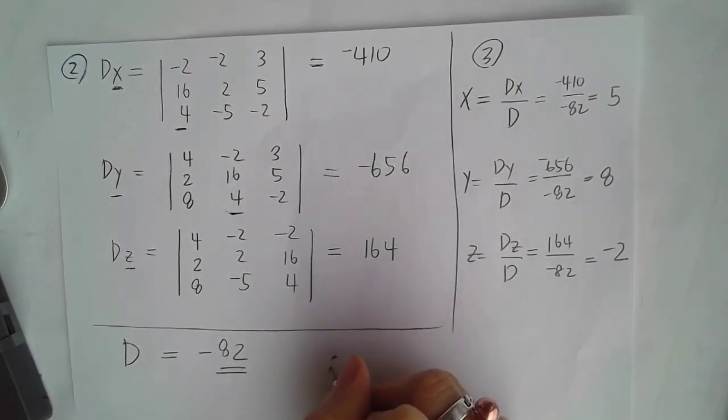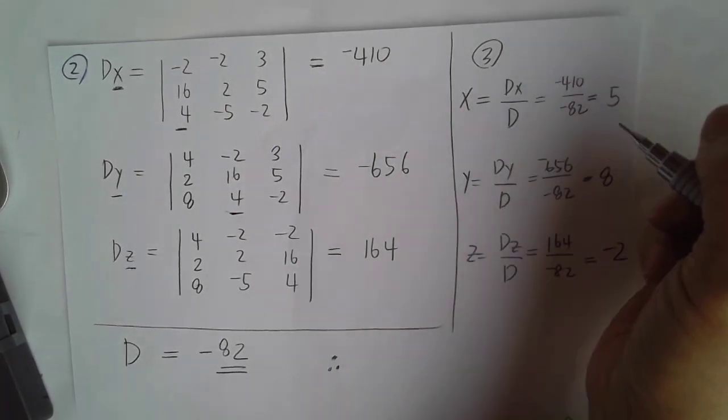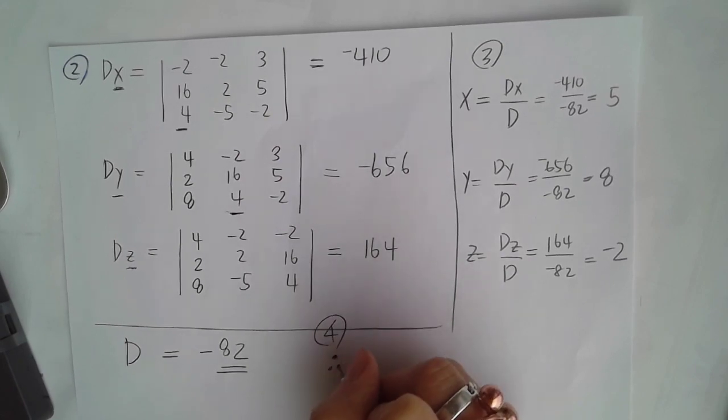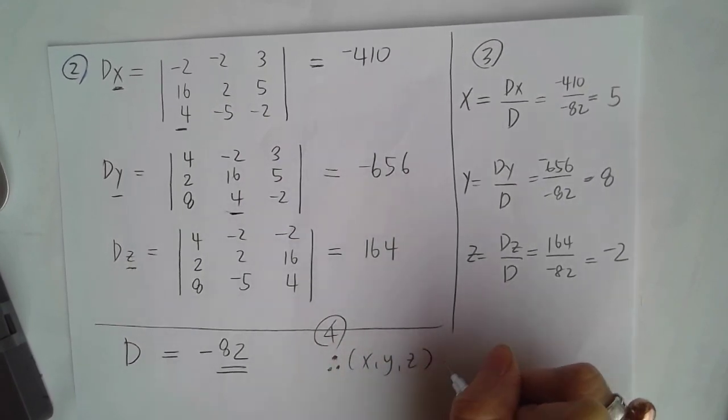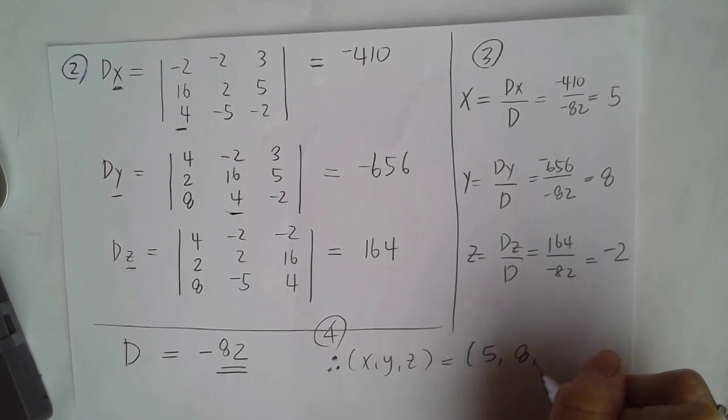So conclusion, okay? This is the fourth step, conclusion. Our x, y, z is going to equal 5, 8, and -2.